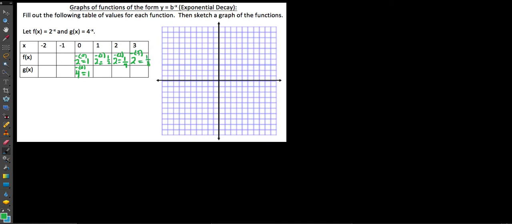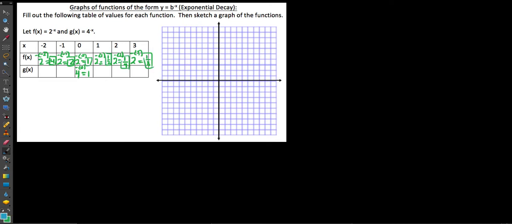And going backwards this time, if I did 2 to the negative 1, that actually makes that a positive 1, which guarantees I get a 2 here, and 2 to the negative 2 would therefore give us a 4. So it looks like the same table we had previously, except everything was just kind of flipped over.